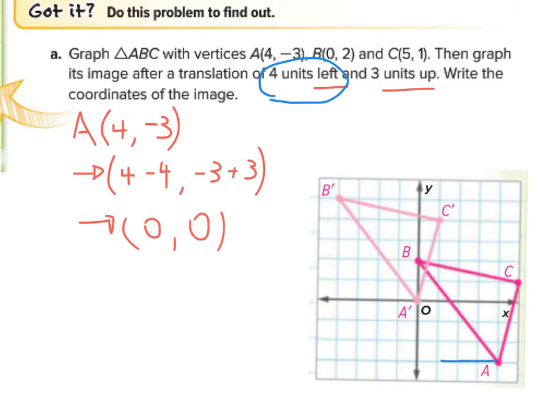1, 2, 3, 4. We move here 1, 2, 3, 4, and move here 1, 2, 3, 4. And now we're going to move 3 units up for each one, right? So then we move up for each one. 1, 2, 3. 1, 2, 3, and 1, 2, 3. And there you have it. So if we were to just simply follow the instructions, we could see our new vertices, right there, and right there.